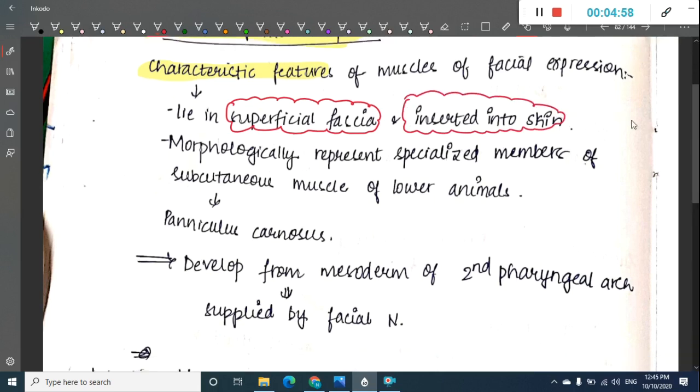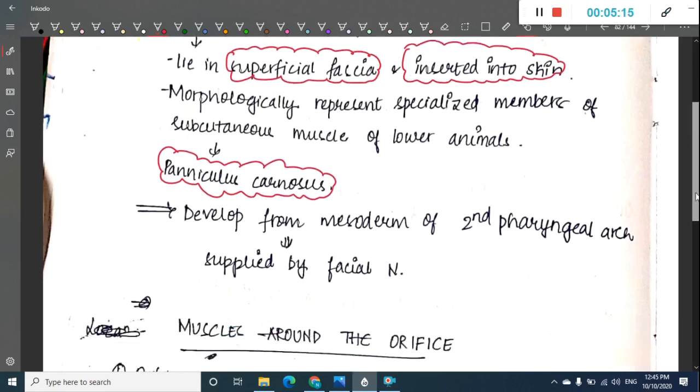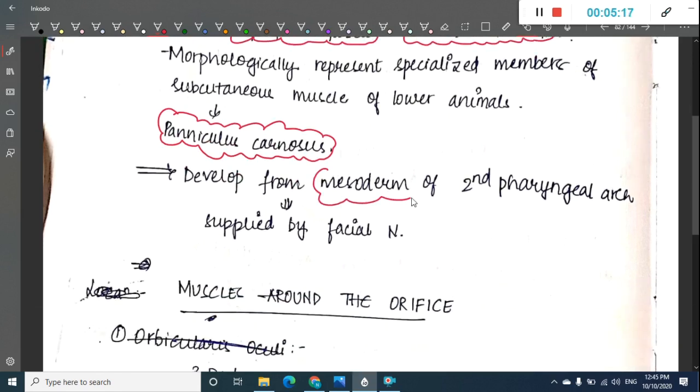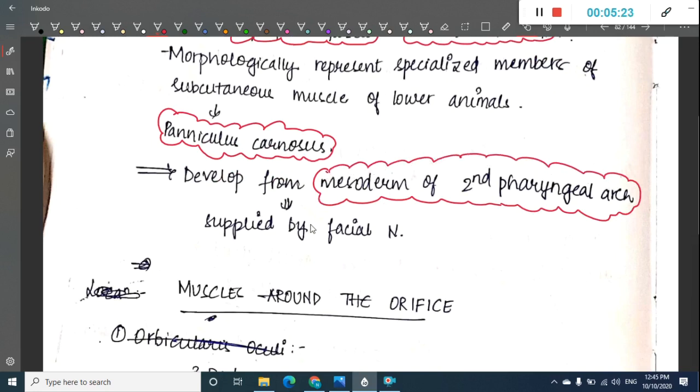So morphologically, they represent specialized members of subcutaneous muscles that is called panniculus carnosus. This is the subcutaneous muscle in the lower animals. So these muscles represent the subcutaneous muscles of the lower animals. These muscles are derived mainly from the mesoderm of second pharyngeal arch, and these are supplied by facial nerve.